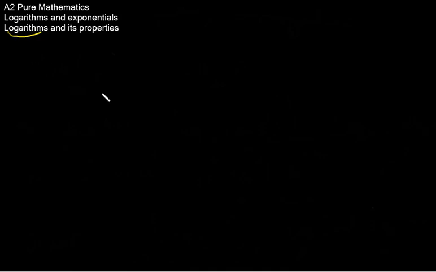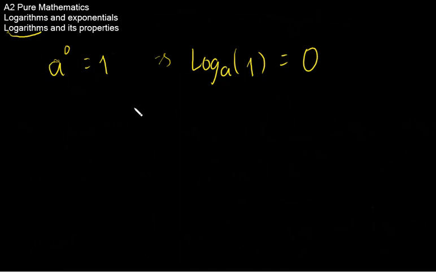So a few other logarithm rules. We have a to the power of 0 is always equal to 1. So the log to the base a of 1, for any a, is always equal to 0. That's another rule.